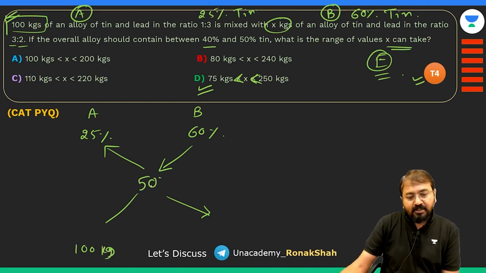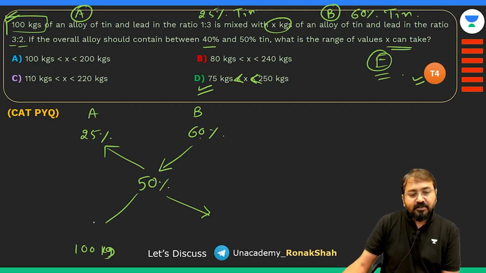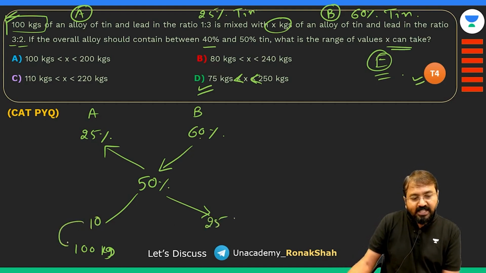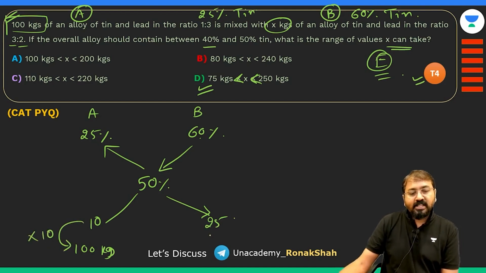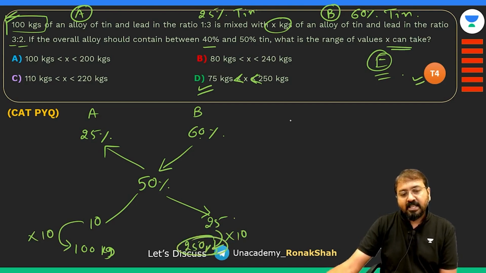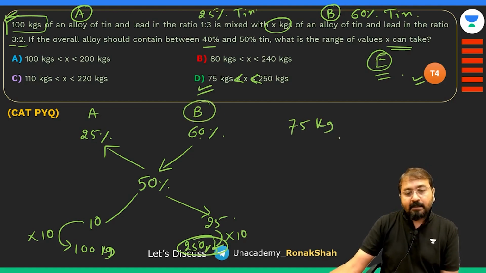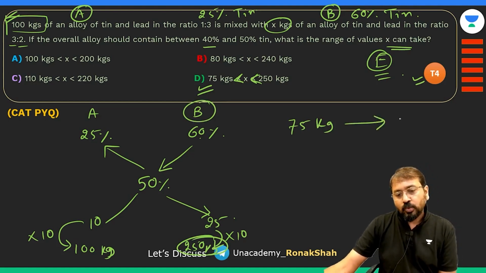Now if I make the lead percentage in the final mixture 50%, then 60 minus 50 will come out to be 10, and 50 minus 25 will come out to be 25. So instead of 10, we have 100 kg. So now it is 10 times. So instead of 25, it has to be 250 kg. So yes, the quantity of B can be anything from 75 kg to 250 kg.